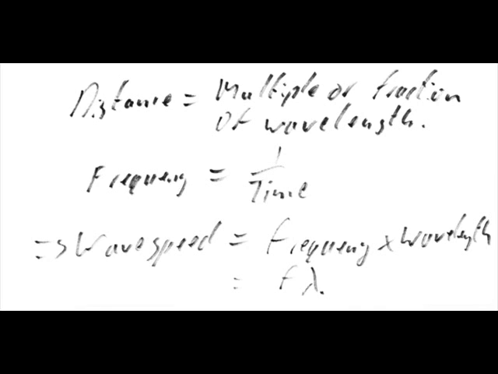Don't forget that frequency is inversely proportional to time period of a wave. This means that time period is also inversely proportional to wave speed. The faster a wave travels, the less time it takes to move from peak back to peak.